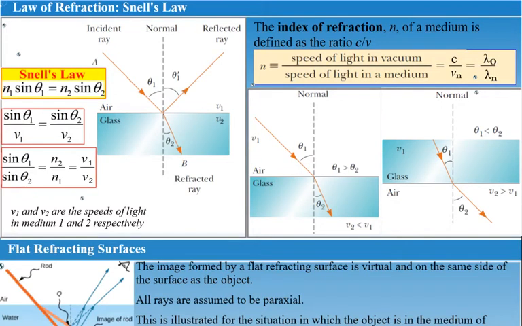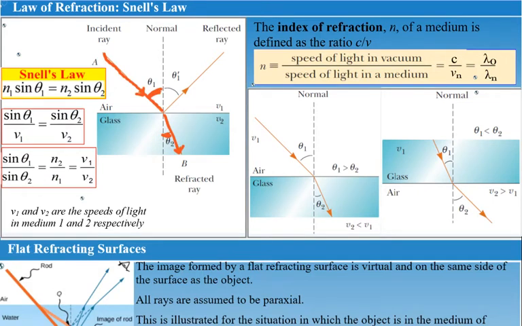For Snell's law, it is the relationship of the sine of an angle, the incident angle. So when the light is coming in, it has an incident angle, and when it gets into a different medium, it has a refraction angle. So refraction angle and incident angle.